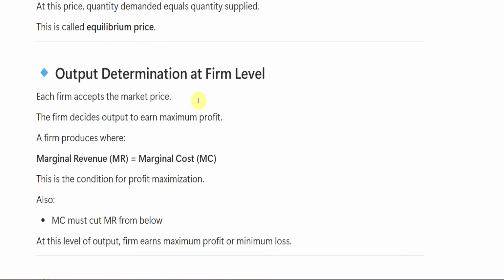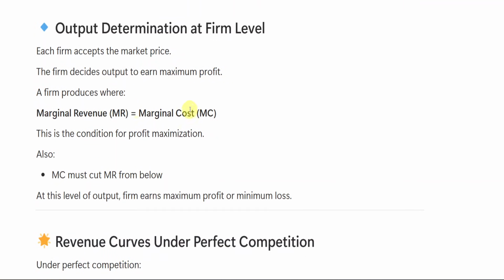So yes, we also have output determination at firm level. Each firm will accept the market price. Ma'am, the firm wants maximum profit. So the firm will decide how much to produce. The firm will produce where MR is equal to MC. MR means extra income from one more unit. MC means extra cost of one more unit.